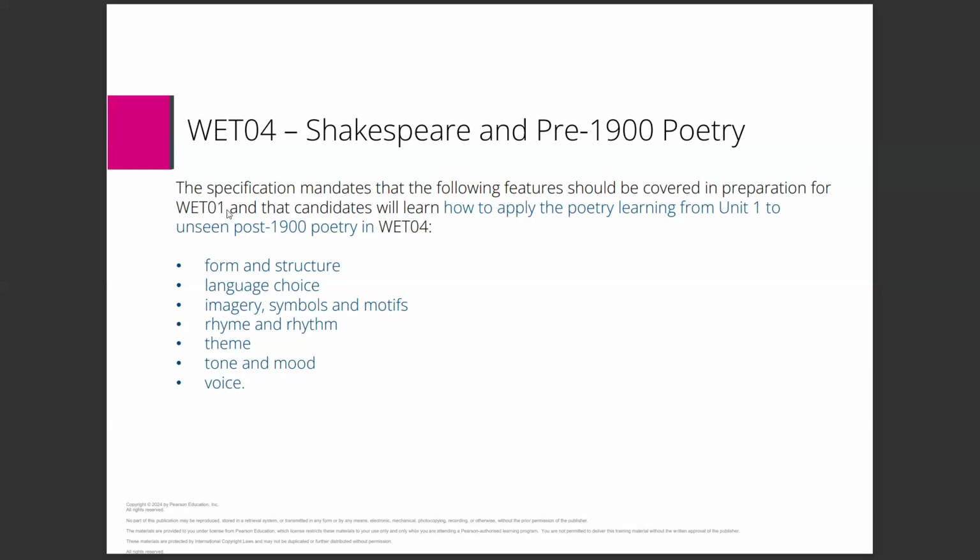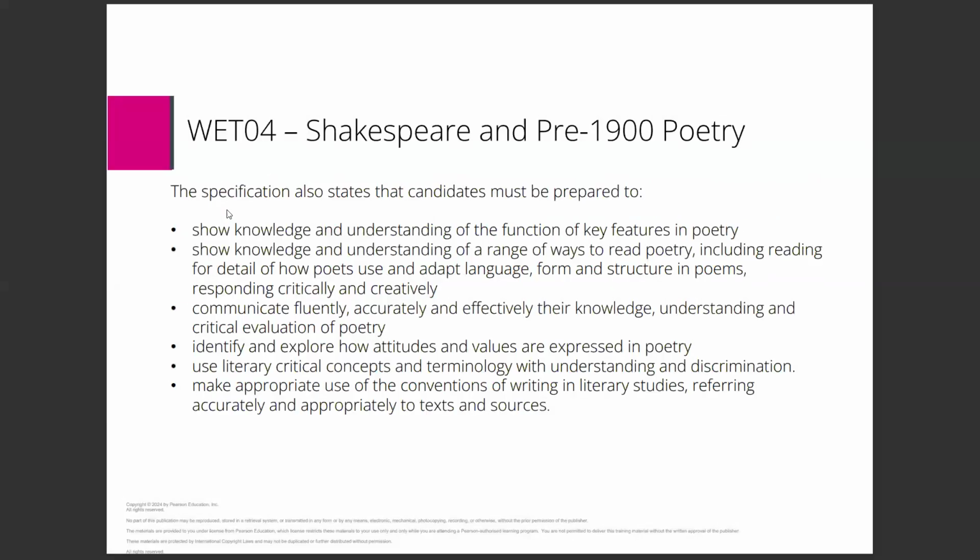We're thinking about formal aspects and structure, choice of language, although we're trying not to just let that be our leading focus, possible significance of imagery, symbols, and motifs, rhyme and rhythm where relevant. So once again, we try and maintain a focus on relevance to a question or relevance to an argument, and then theme, tone, mood, and voice. So we do want to say that candidates can discuss the function of poetic features, although, as we said, we want to avoid that idea of feature spotting. So it's getting that balance right, isn't it?